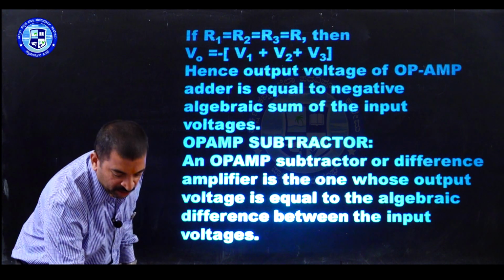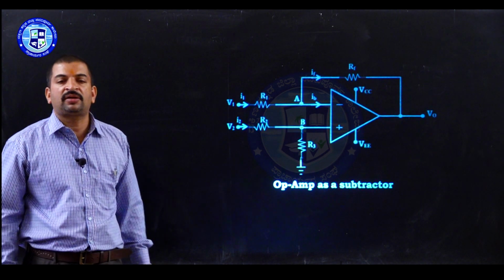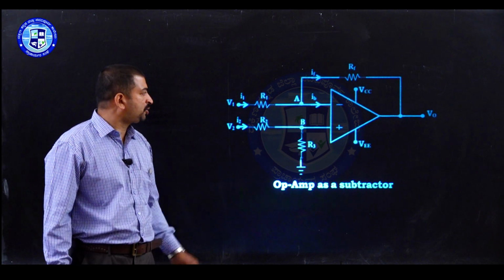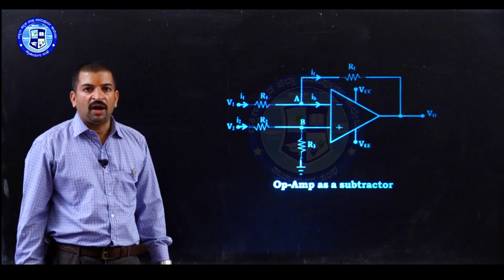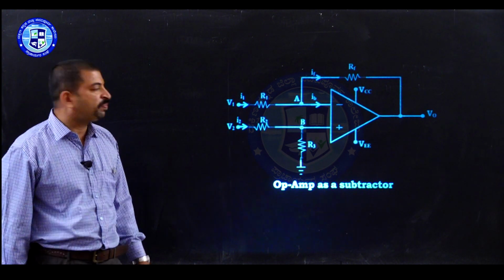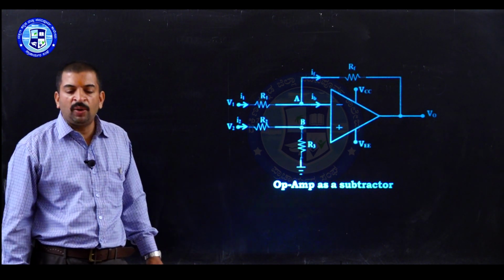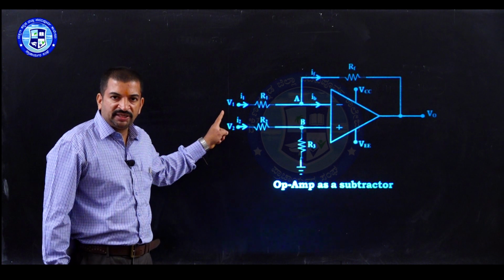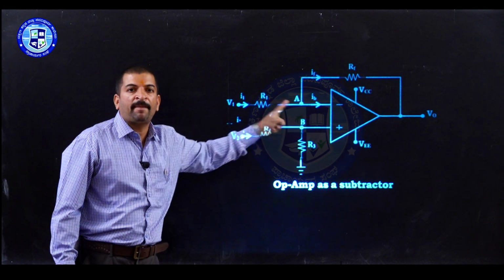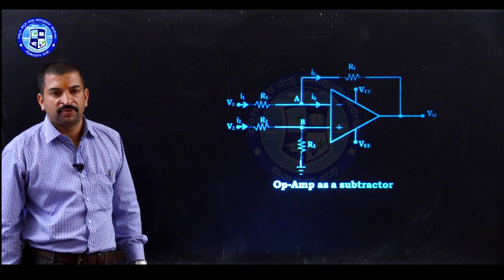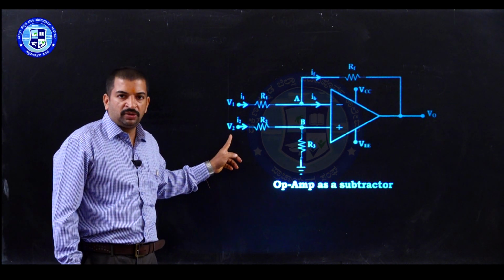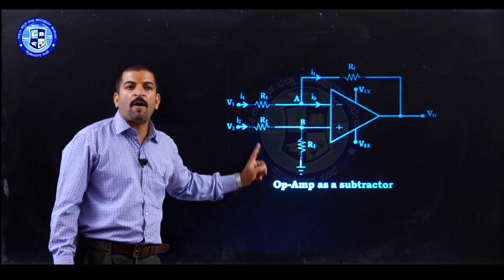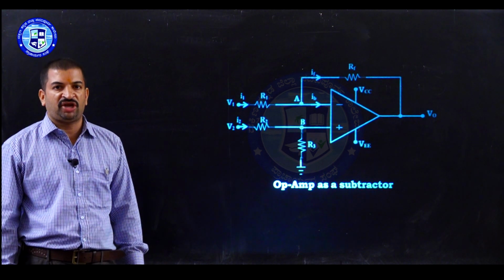Now, let us study the circuit diagram of the op-amp subtractor or op-amp difference amplifier. Here in this circuit, V1 and V2 are the input voltages which are applied to the inverting terminal and non-inverting input terminal of the op-amp respectively. V1 is applied to the inverting terminal through the resistor R1, while V2 is applied to the non-inverting input using the voltage divider formed by the resistors R2 and R3.